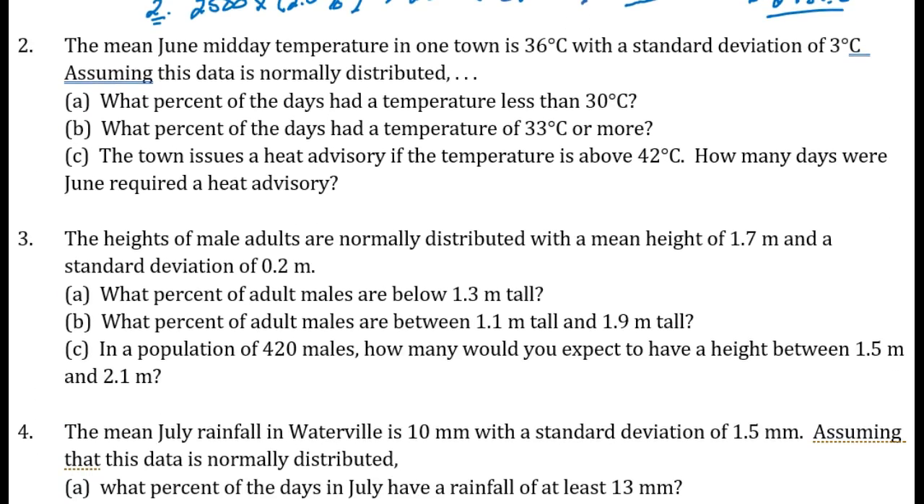Okay, the next question I'll do is number 2. It says the mean June midday temperature in one town is 36 degrees with a standard deviation of 3 degrees. Assuming the data is normally distributed. Again, that's the key part here, because if you're told that the data isn't normally distributed, then you wouldn't be able to use a normal curve.